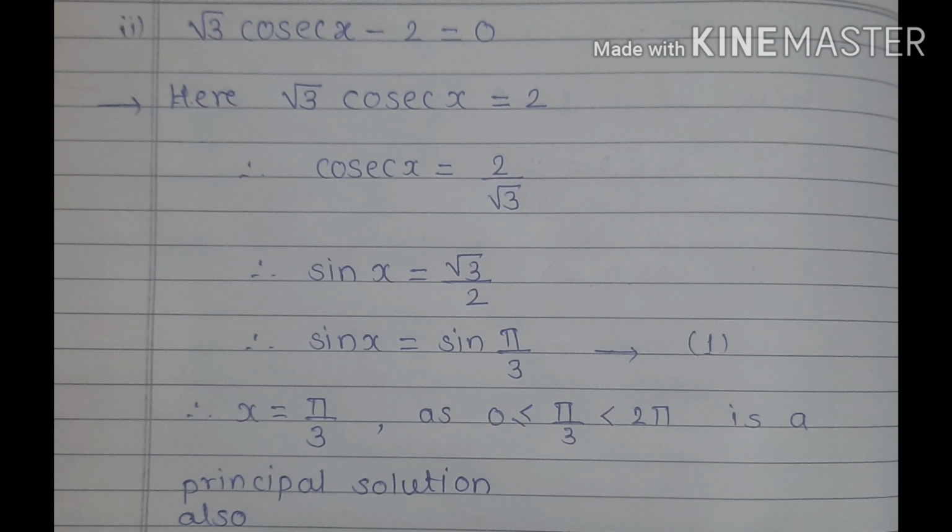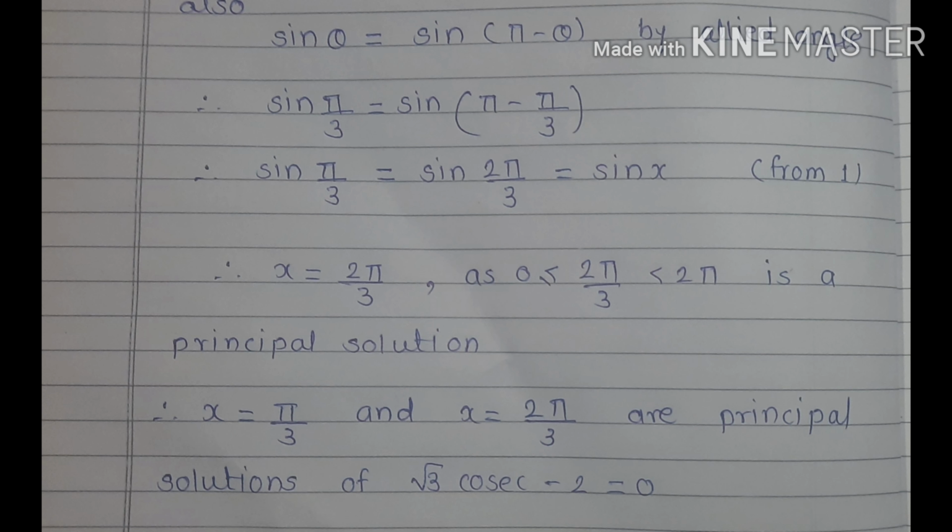We can take x is equal to pi by 3 as 0 is less than or equal to pi by 3 less than 2 pi, a principal solution. Also, sin theta is equal to sin of pi minus theta. As our right hand side is positive, we can take this by allied angle. Therefore, sin of pi by 3 is equal to sin of pi minus pi by 3. Therefore, sin of pi by 3 is equal to 3 minus 1, that is 2 pi upon 3, is equal to sin x from equation 1.